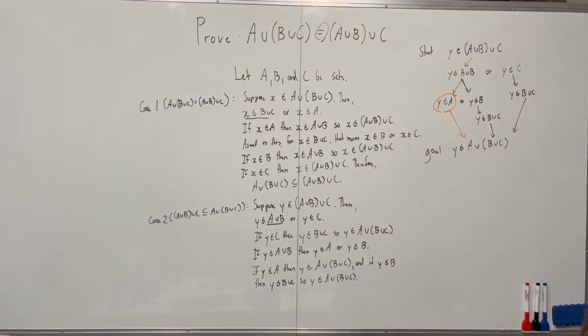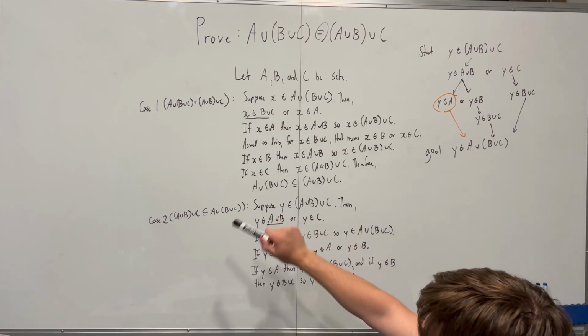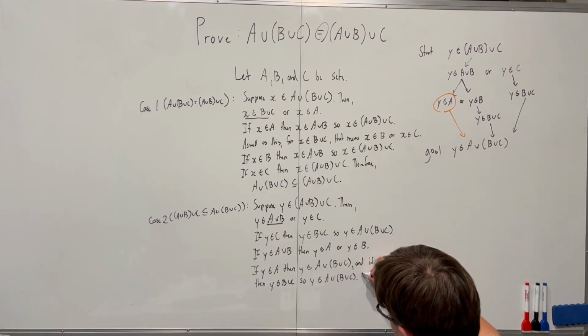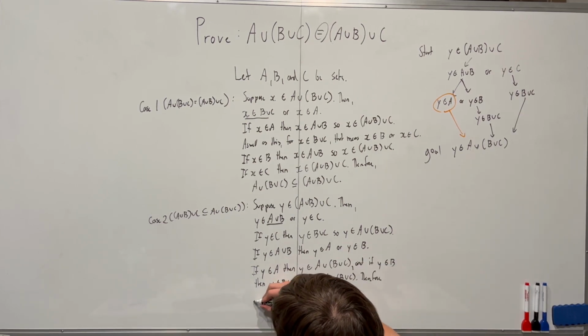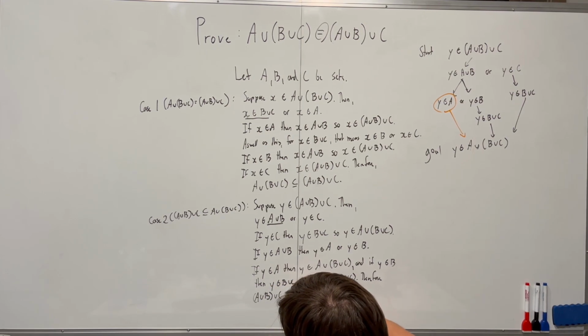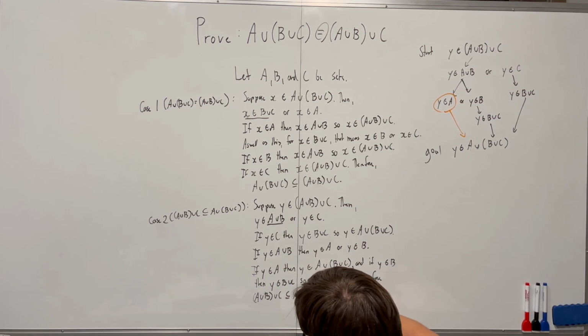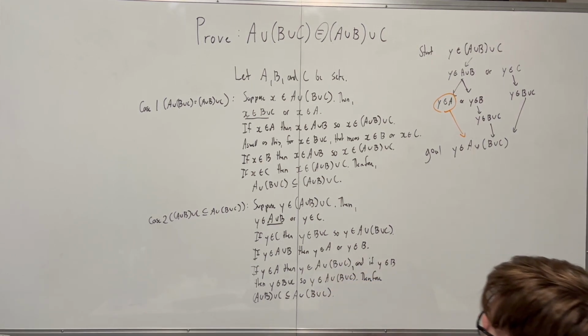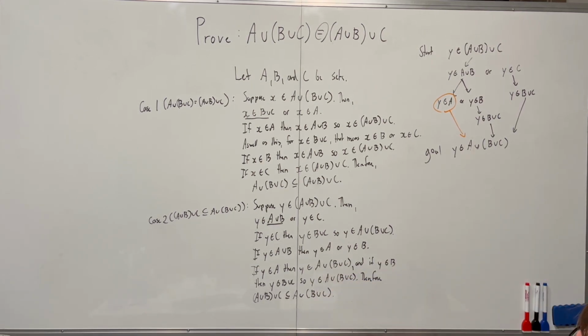There we go. Okay, so that's enough to show us that the element y is always going to be not just in this set, but it's also going to be in the set we're looking to be a subset of. So we can now conclude that, therefore, we can say (A union B) union C is a subset of A union (B union C). Fantastic. So we've proven both of our cases to be true.